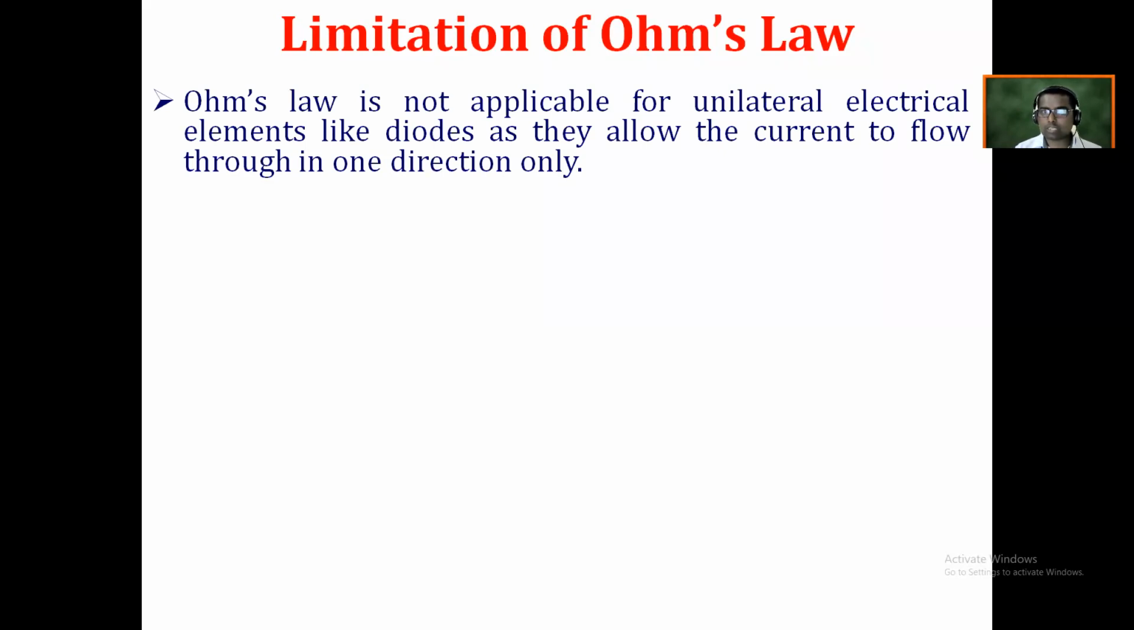Ohm's law is not applicable to unilateral electrical elements. आता हे unilateral electrical elements म्हणजे काय? For example, diode. As I think you are aware about that particular component, diode. Ohm's law is not applicable for unilateral electrical elements like diode, as they allow the current to flow through only one direction.